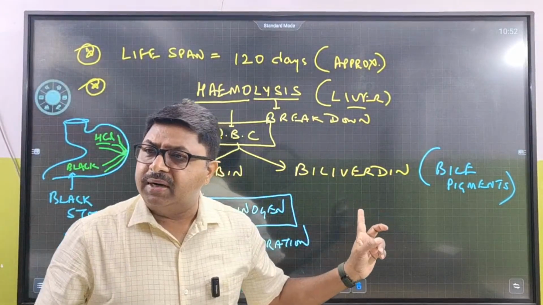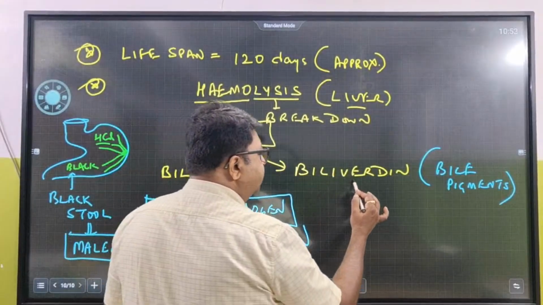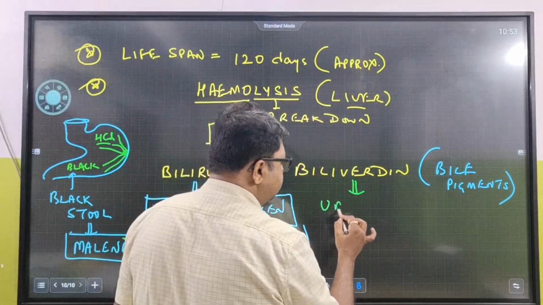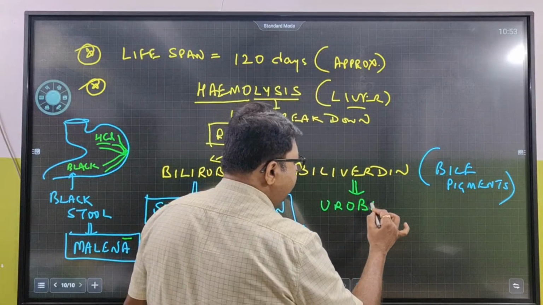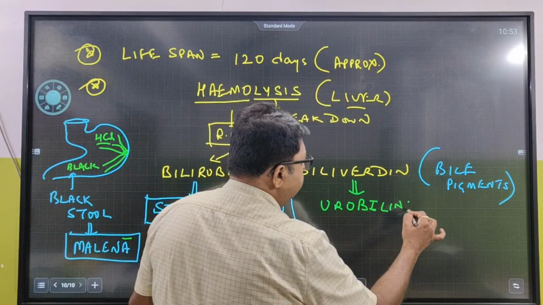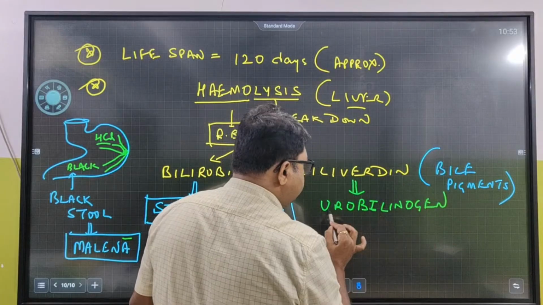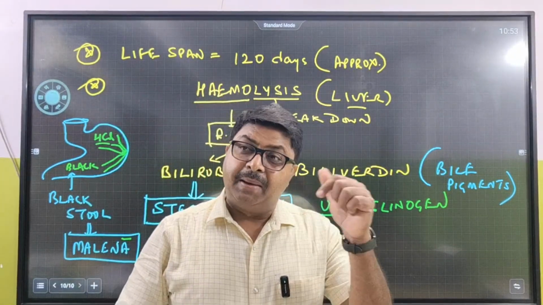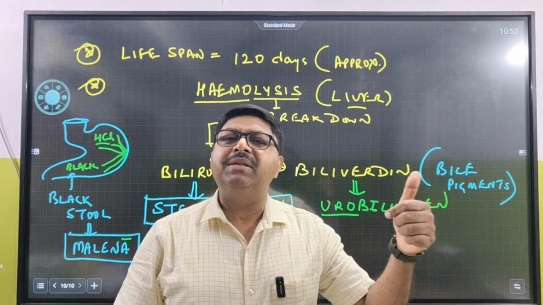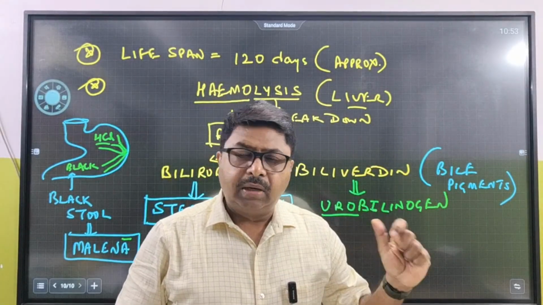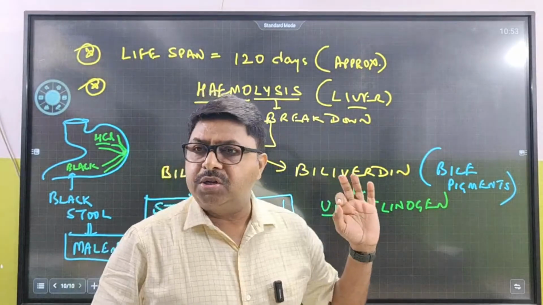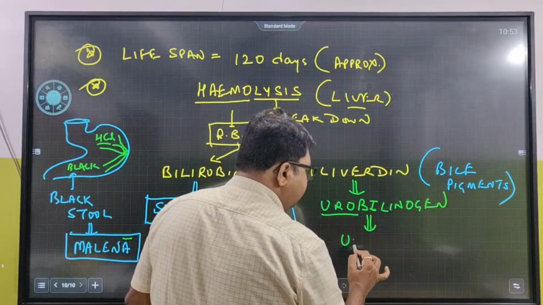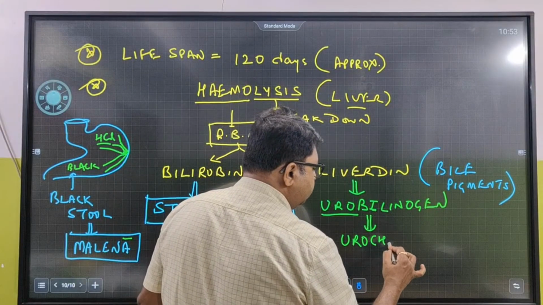Let's talk about biliverdin. This biliverdin is also a bile pigment. And this biliverdin changes into urobilinogen. Uro means what? Urine. Emia means what? Blood, as in anemia. And this uro means urine. So urobilinogen is a pigment, and this ultimately changes into urochrome.